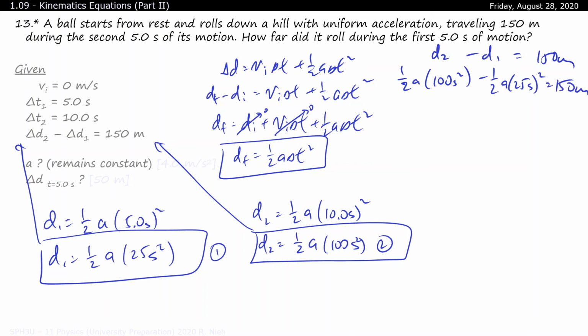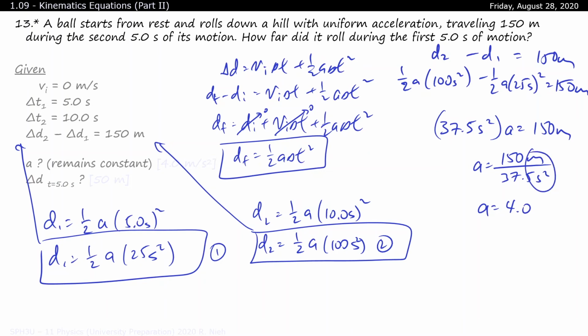All right, so 100 minus 25 gives us 75, divided by 2 is 37.5 seconds squared, times a, is equal to 150 meters. So a is equal to 150 meters divided by 37.5 seconds squared. I believe that goes in 4 ways, so a is equal to 4.0, and take a look at the units. Meters over seconds squared. Units always work out.